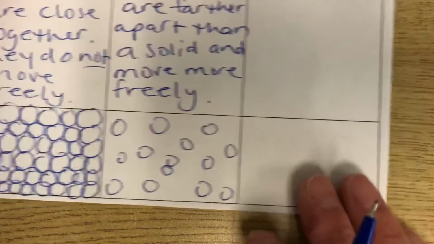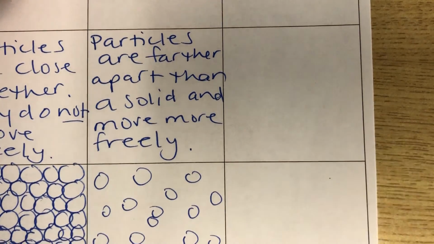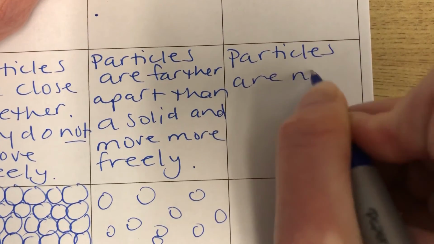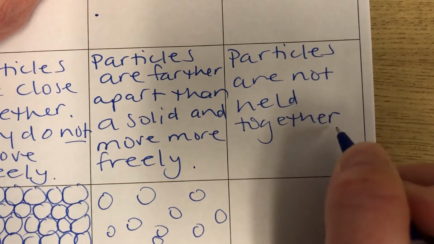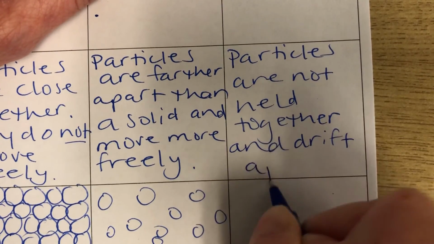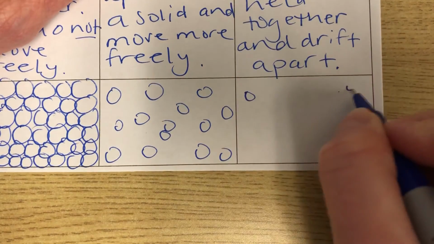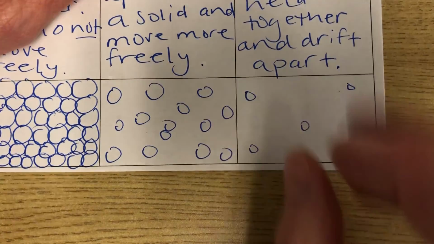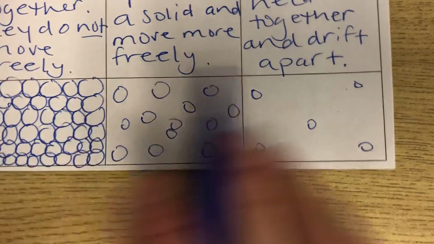Okay, finally, the particles for a gas, the particles are not held together at all. Particles are not held together, and they drift apart. So with this, you might see just a couple in here. They'll expand to fill their container, but they're not touching at all. They're very free and are able to drift apart. So way different than a solid.